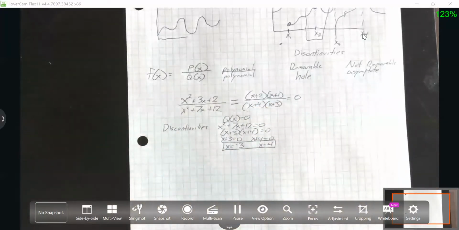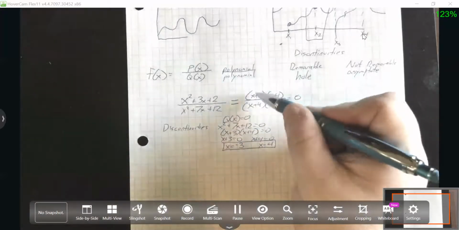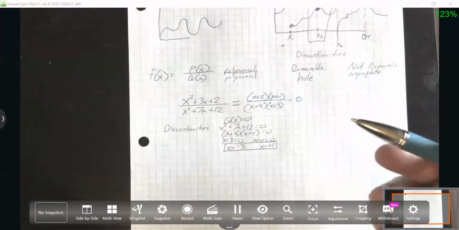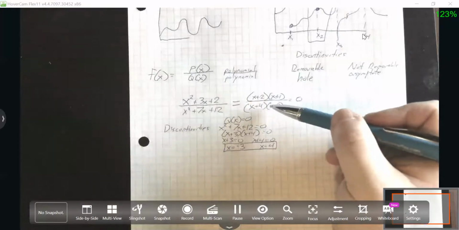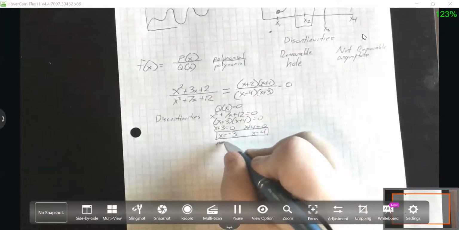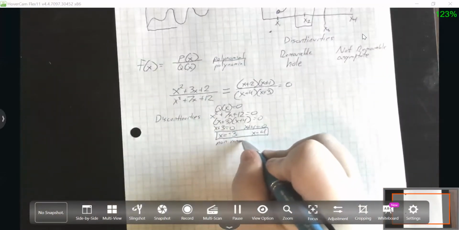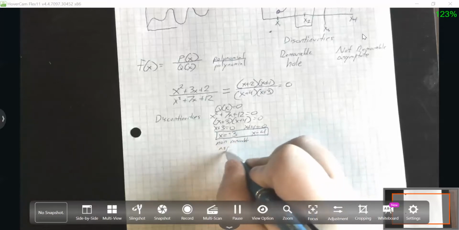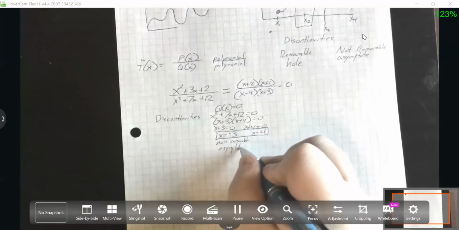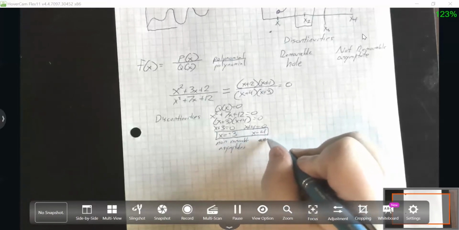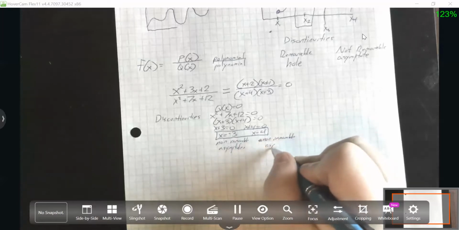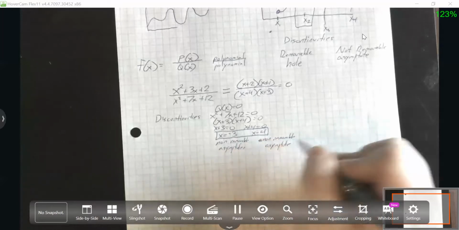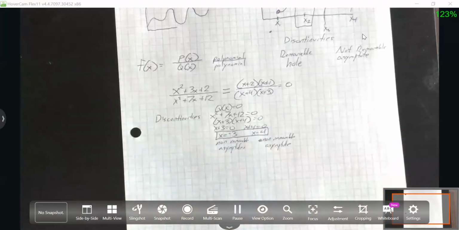Something is removable only if its corresponding factor got canceled. So x plus 4 can't cancel, x plus 3 can't cancel, so both of these would be non-removable. They would both be asymptotes. So this is also non-removable. This is an asymptote. If it was able to cancel, we'd be able to say that it is actually a removable, it's a hole.